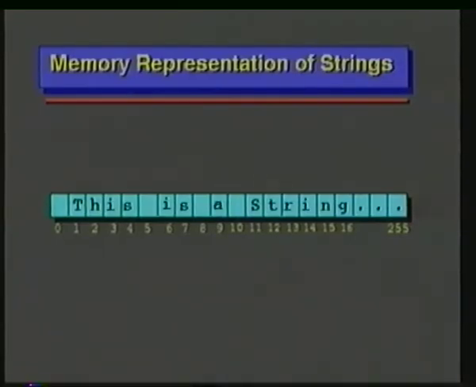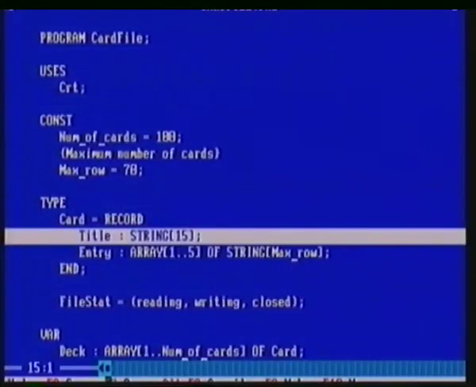But what do we do when we don't need 255 bytes for a string and we don't want to waste space? To see, let's take another glance at the card file program. Here's an example where a string variable has been declared in a way that tells the compiler to set aside only 15 bytes rather than the 255 bytes it would normally use.